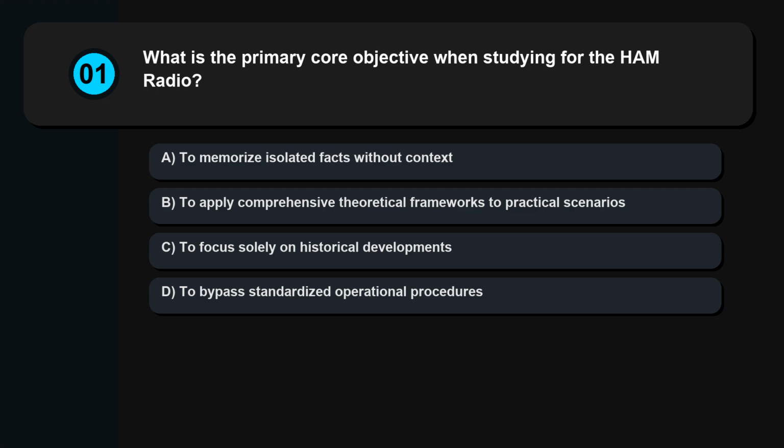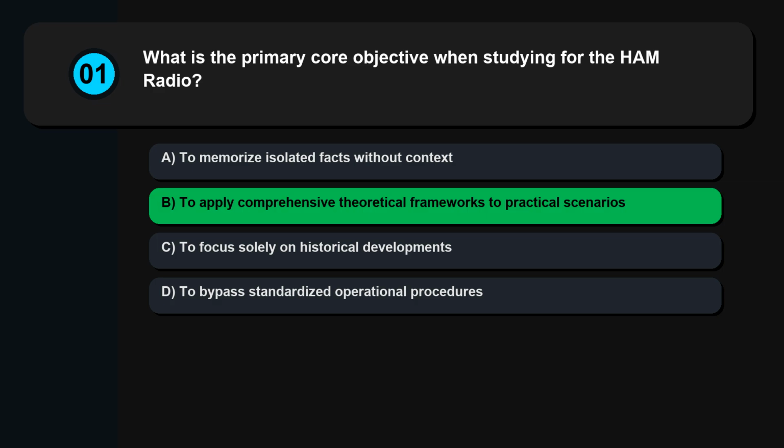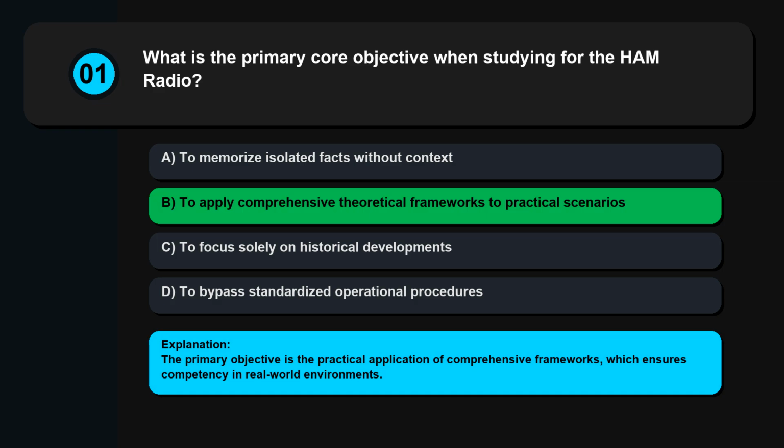Question 1. What is the primary core objective when studying for the ham radio? To memorize isolated facts without context. To apply comprehensive theoretical frameworks to practical scenarios. To focus solely on historical developments. To bypass standardized operational procedures. The primary objective is the practical application of comprehensive frameworks, which ensures competency in real-world environments.